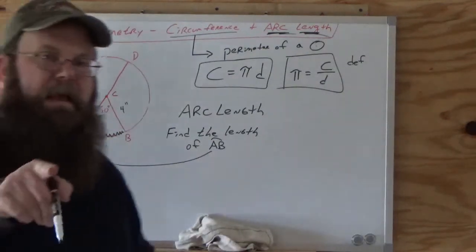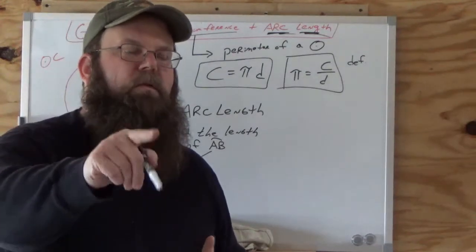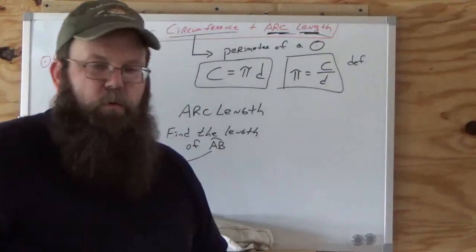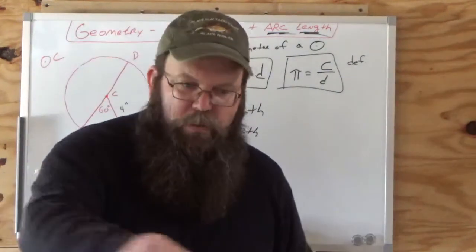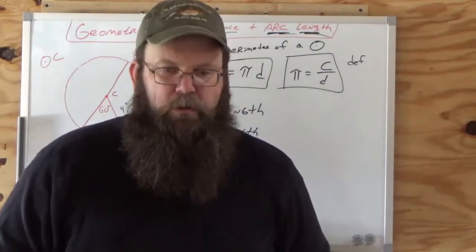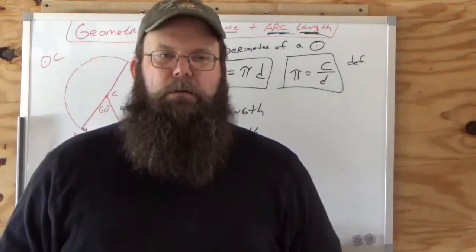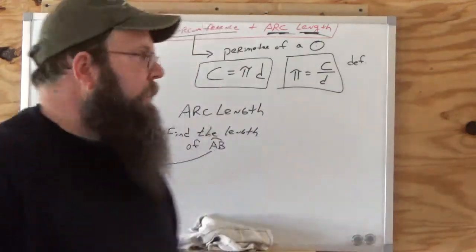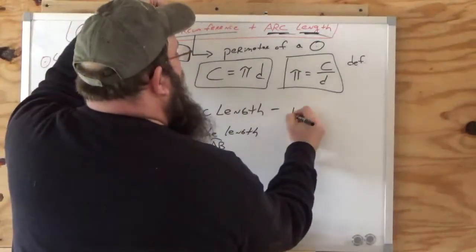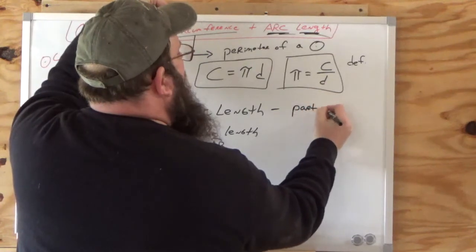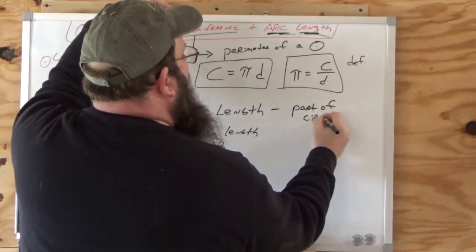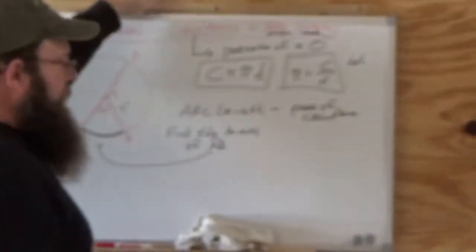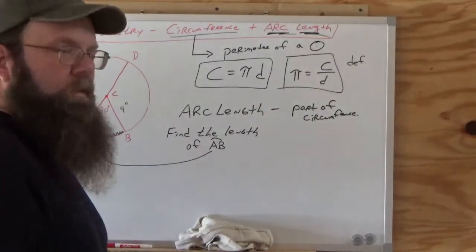Remember in my last video I said arcs are crust of the pizza. How long is the crust of the pizza? If you walk around your friend's round swimming pool and you walk from one spot to another, how far did you walk? That's arc length. It's the length of that arc. Arc length is parts of the circumference.